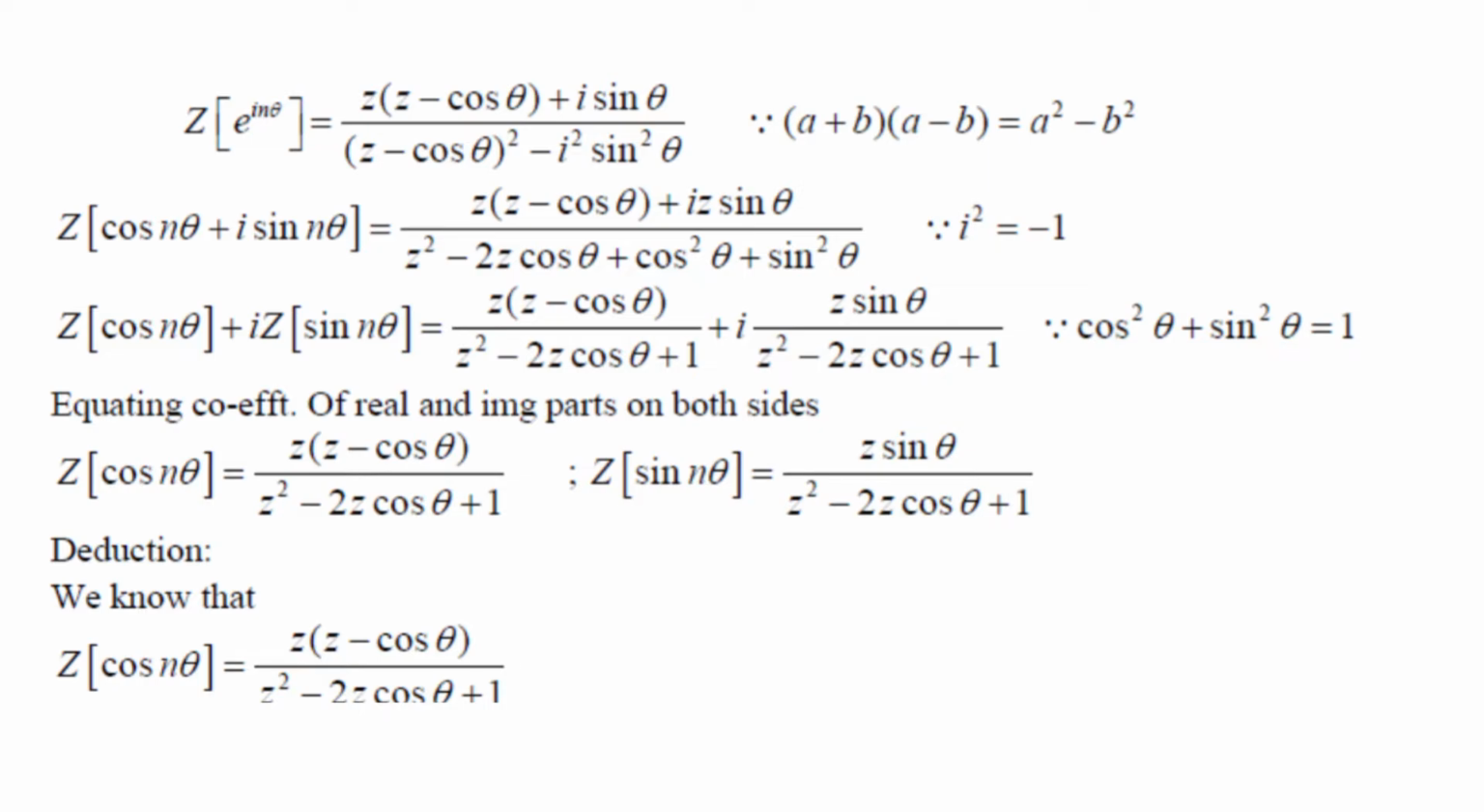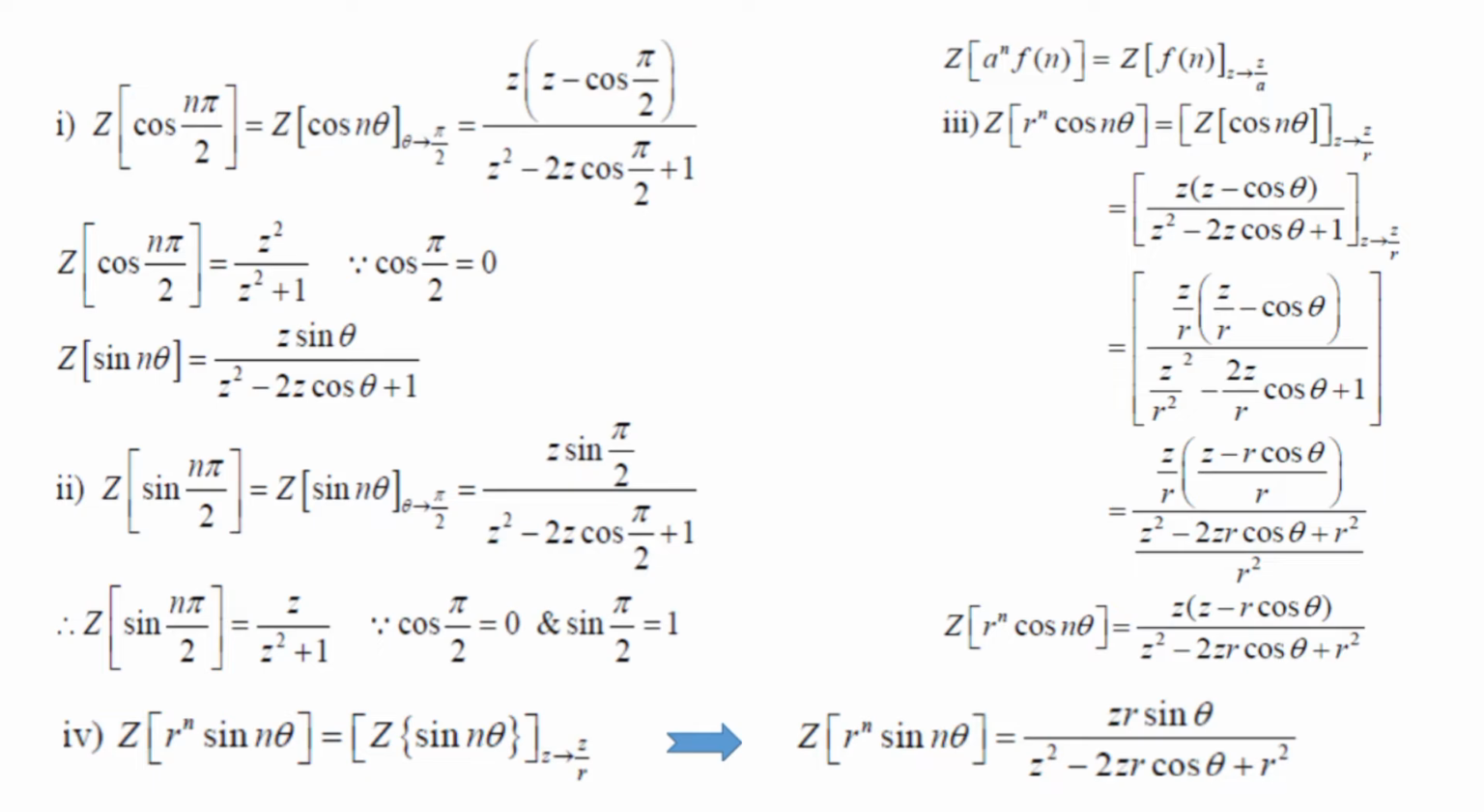And first of all, Z of cos n pi by 2. We know the formula for Z of cos n theta, and replace theta by pi by 2. So we get the answer: z square by z square plus 1. Similarly, Z of sin n pi by 2. Then in the formula for Z of sin n theta, replace theta by pi by 2. So we get the answer: z by z square plus 1.